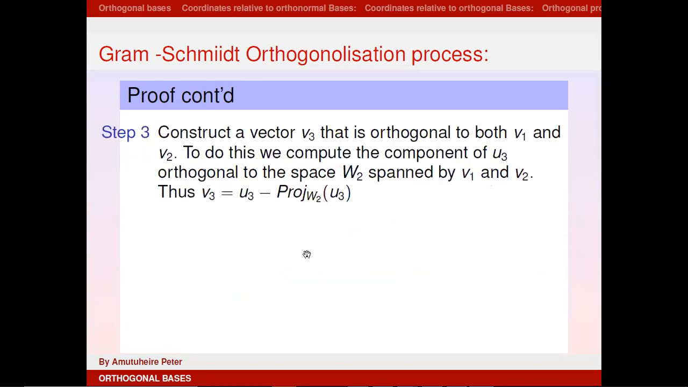Step 3 is to get the third element of the orthogonal basis. So that third element should be orthogonal to the first two, and to compute that, we find a component of U3 which is orthogonal to the space W2. So that one is going to be V3, U3 minus that.